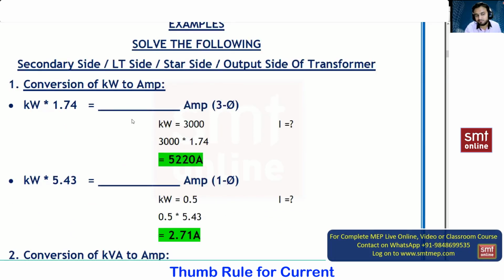Now we are going to substitute a few examples so as to understand these thumb rules in a very clear way. Say I have 3000 kilowatts of load, and I'm working with the low tension side of the transformer. For 3000 kilowatts, going with the formula P equal to root 3 VI cos phi is a very lengthy process. So simply I multiply with 1.74 and I get the current value. Here I overcome the whole formula procedure. You can cross verify using the formula also; you will get the same answer.